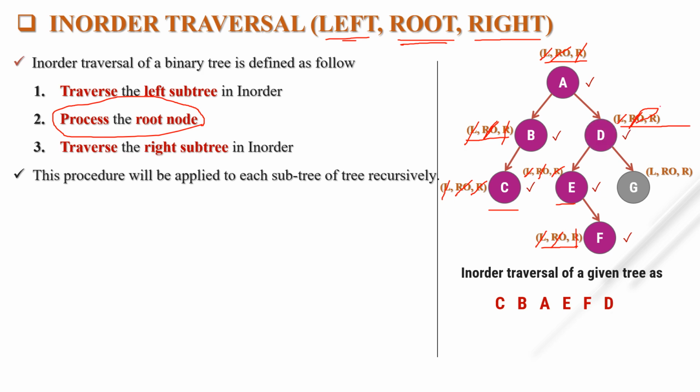Okay. Now go to the right subtree of D. When we go to the right subtree of D, we get G. There is no left subtree of G. Now process the root node. What is the root node here? G. So G will be the answer. There is no right subtree of G. So this is our final answer. Is it clear?